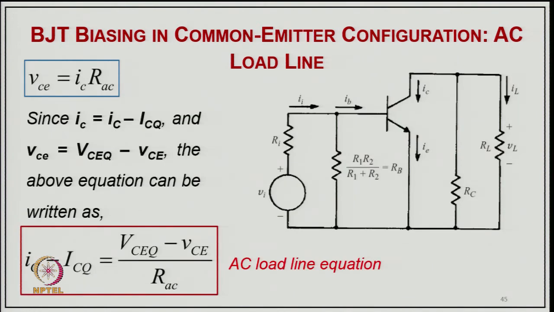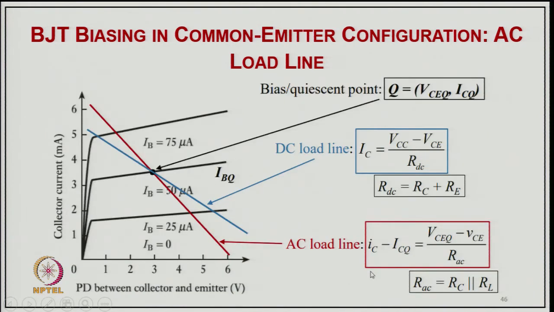So, you can call it now, this small quantity represents the AC quantity. So, vc will be equal to small ic into RAC, where small ic equals capital IC minus ICQ, and vc is equal to VCEQ in the circuit minus VC. The above equation can be written as IC minus ICQ equal to VCQ minus VC by RAC. That is what we call the AC load line in the characteristic.